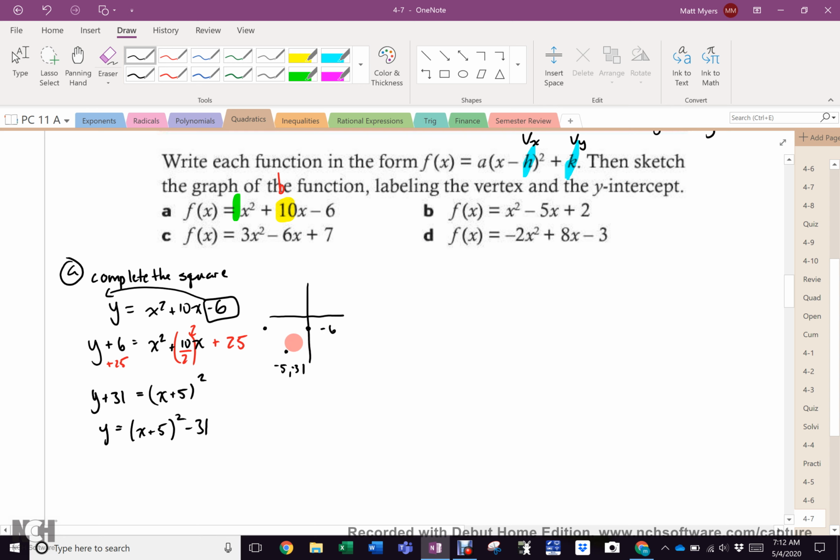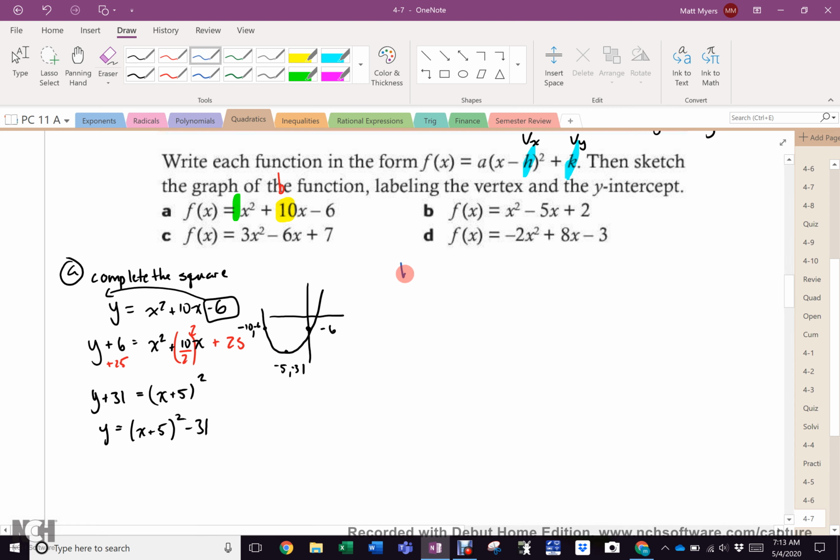Now, we're smart kids. From negative 5, we went over 5, which means we go up 5 squared, which is 25. Negative 31 to negative 6 is 25. So this is 0, negative 6, which makes this negative 10, negative 6. And I didn't ask you to do that. I just want you to be aware that it's still following the quadratic pattern.